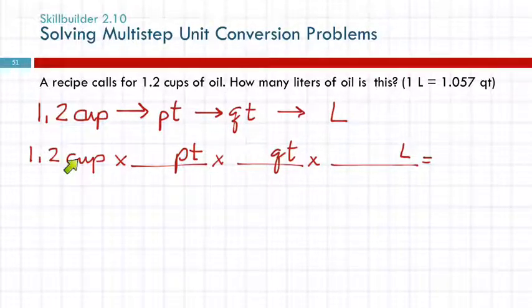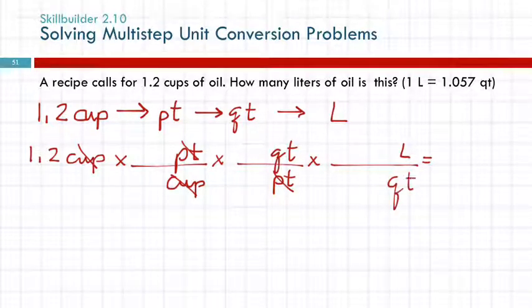I take this unit, I want it to go away, I divide by it. So cup goes down here because I want those to cancel out. I need to get rid of pint, so I'm going to divide by pint here. Those cancel out. I need to get rid of quart, so I put quart down here, cancels out. It's almost like voodoo or something. Right?